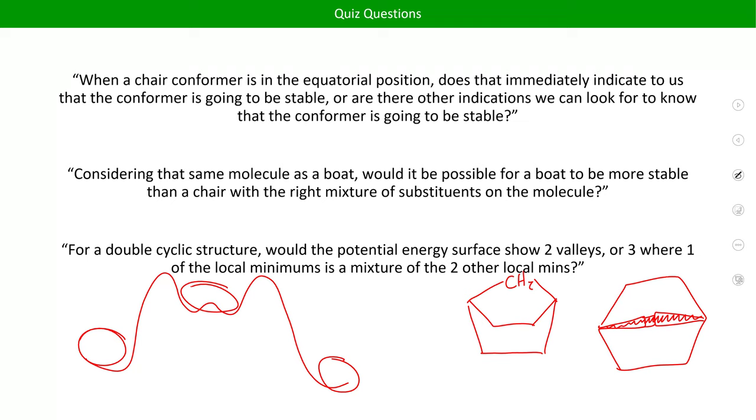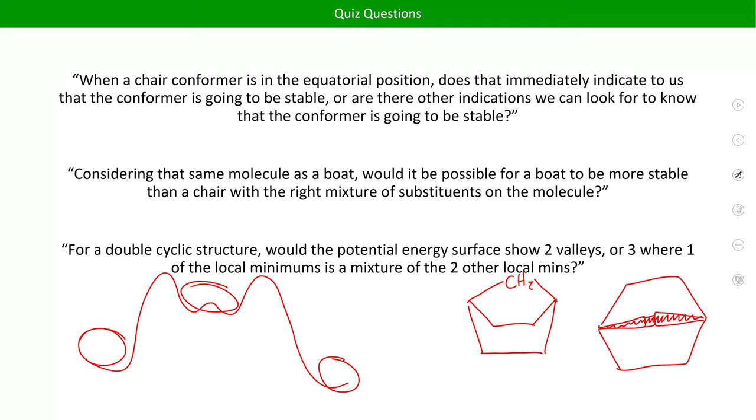Imaginary numbers are involved in calculating these, but not in the potential energy surface once we get the potential energy surface built. I think I misspoke in the question. I said two valleys because I was taking a slice of it. So the original number would be three, and then over here would be four, where two of them are the local minimum. Would that be more?